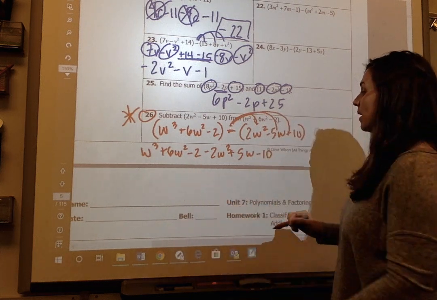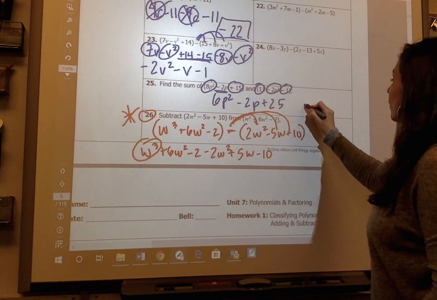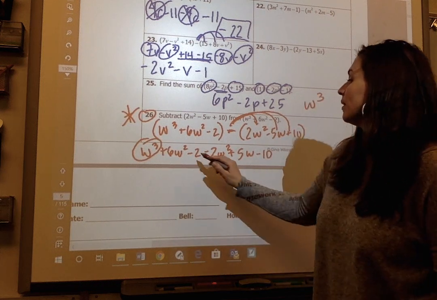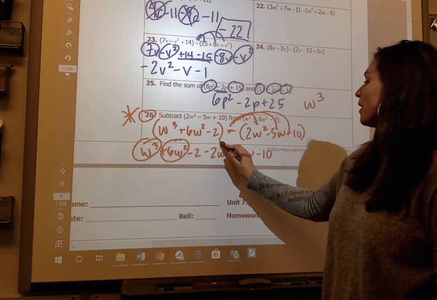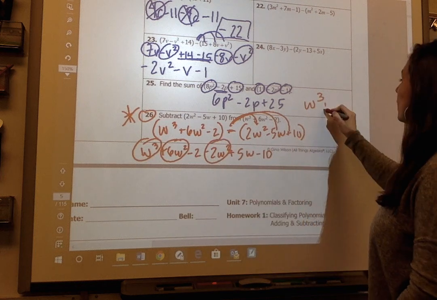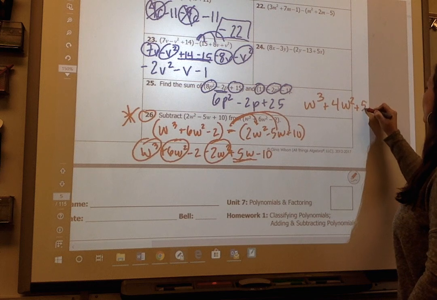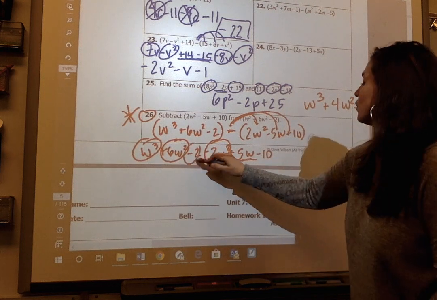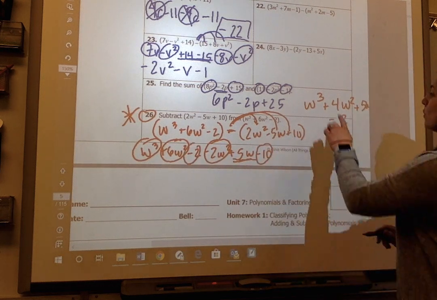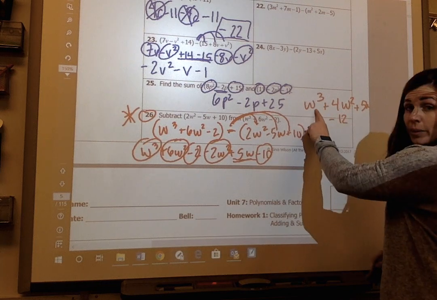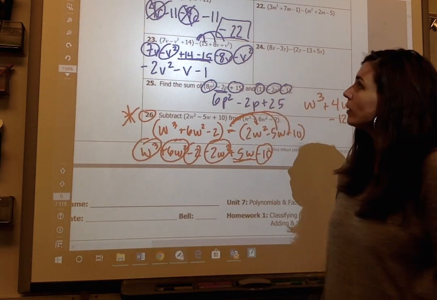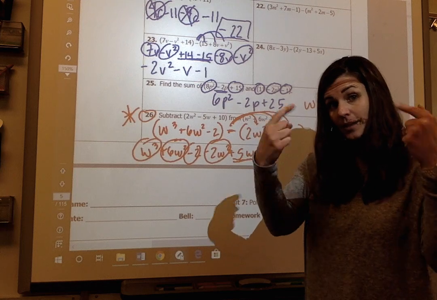So now when I combine, w cubed is my greatest degree, so w cubed, positive 6w squared and a negative 2w squared is positive 4w squared. Positive 5w, and then negative 2 and negative 10 is negative 12. So we have 4 terms here. Cubic polynomial. All right, if you have any questions, come see me. Good luck.